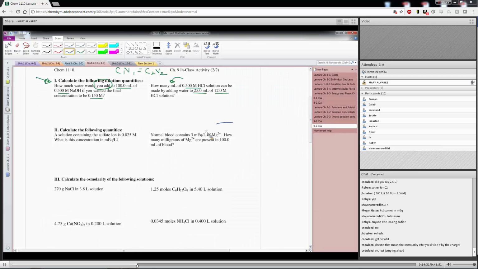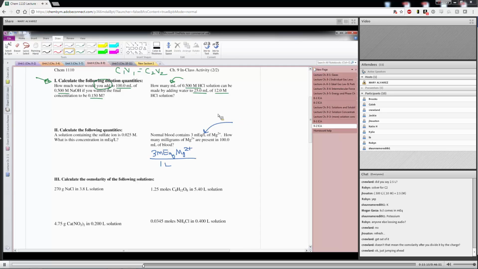So here's a good question. Normal blood, a healthy sample of blood, is going to contain 3 milliequivalents of magnesium 2+ in a liter. So 3 milliequivalents Mg2+ in 1 liter of blood. The next question is, how many milligrams of magnesium 2+ are present in 100 milliliters of blood? From here on out, it's literally just dimensional analysis, but you will need to know what an equivalent is so you can convert between equivalents and grams.